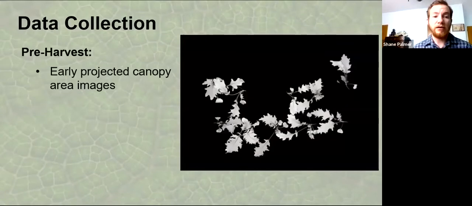And pre-harvest, we took early projected canopy area images, and I wanted to explain a little bit what that is. The picture on the right is an example of a photograph taken from our top-down canopy viewing system that we have access to in our lab. And this is actually an image of the fluorescence coming off of those leaves from the chlorophyll in the leaves.